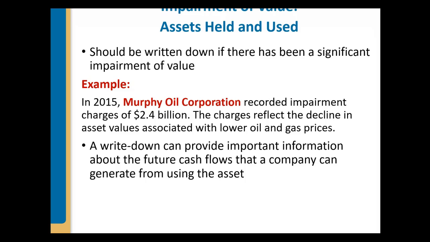Now, conceptually, there's considerable merit for a policy requiring the write-down of an asset when there has been a significant decline in value. A write-down can provide important information about the future cash flows that a company can generate from using the asset. However, in practice, this process is very subjective. Even if it appears certain that significant impairment of value has occurred, it often is difficult to measure the amount of the required write-down.